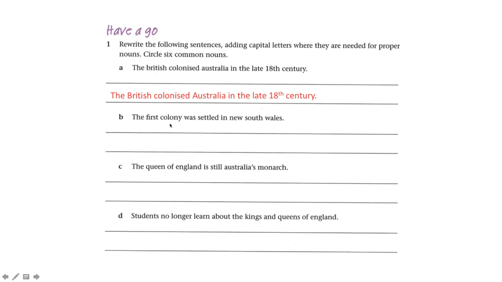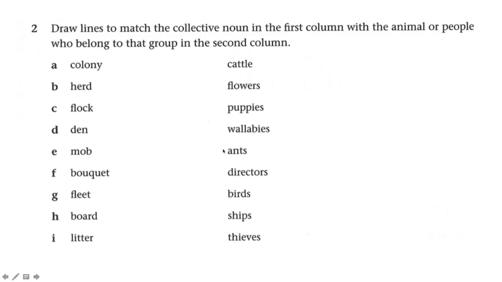First question here, have a go. Rewrite the following sentences, adding capital letters where they are needed for proper nouns. Circle 6 common nouns. And in this sentence here, you'll notice I've written the answer underneath, but I've had to add capital letters for British and Australia so that sentence makes sense. In addition to that, we want to look for some common nouns, because these are the proper nouns, but century would also be a common noun, so we need to circle that as well.